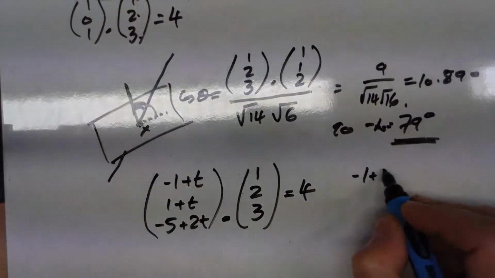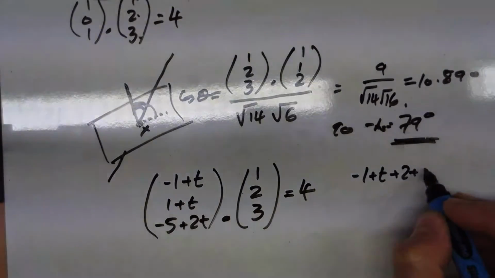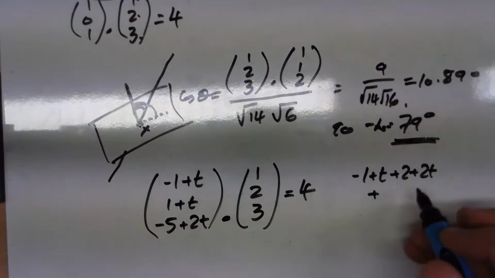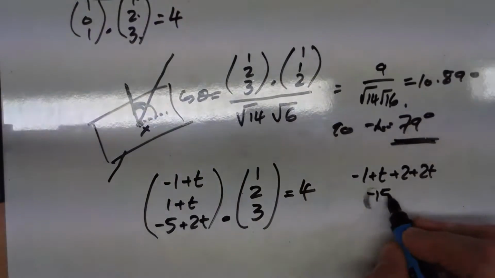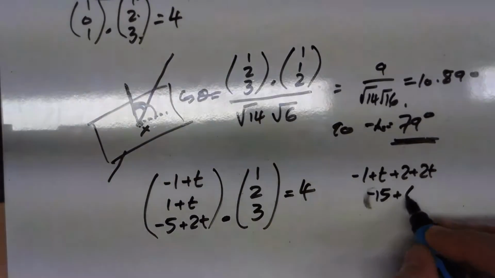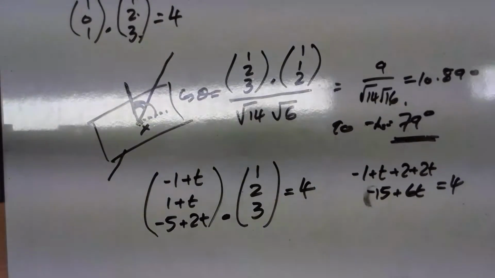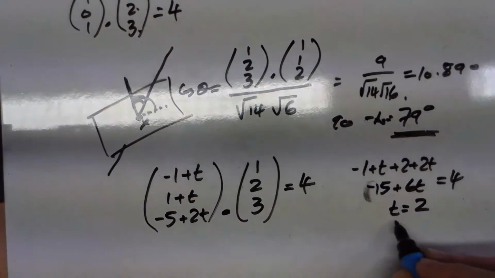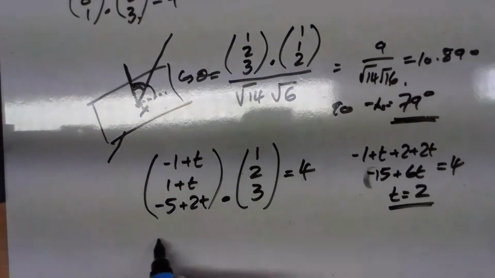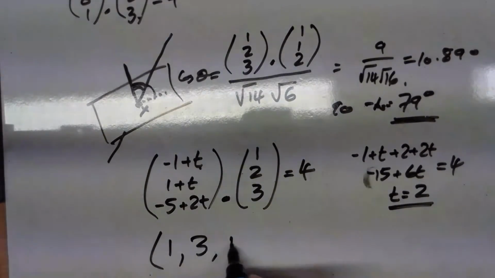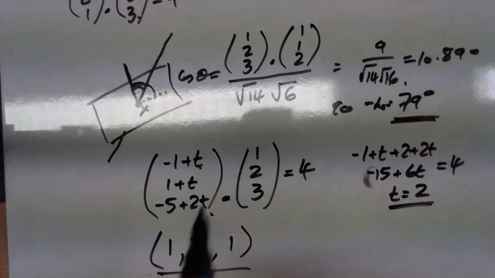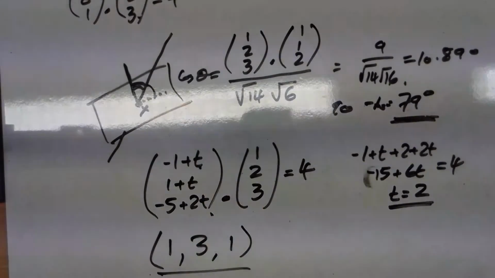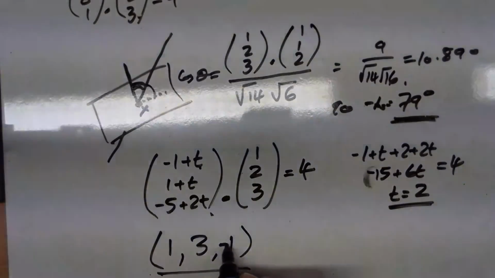So we're getting an equation: (-1 + t) + 2(1 + t) + 3(-5 + 2t), so that's -15 + 6t, and that'll equal 4. If we work that out, it turns out that t is going to have to equal 2. And when t is equal to 2, the point on this one here, stick a 2 in each of those, I've got (1, 3, 1), no, (1, 3, -1). A little negative slip at the end there, sorry.